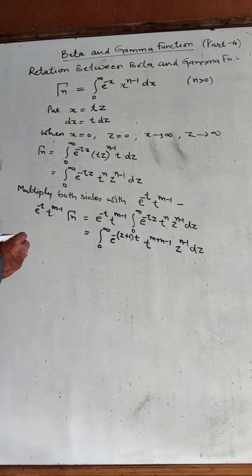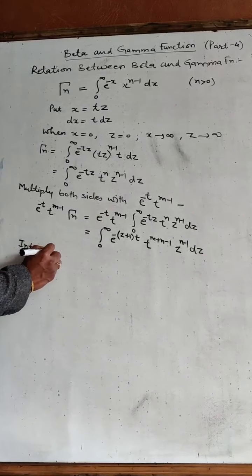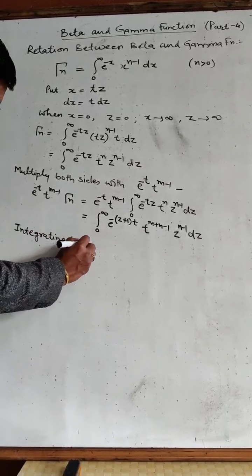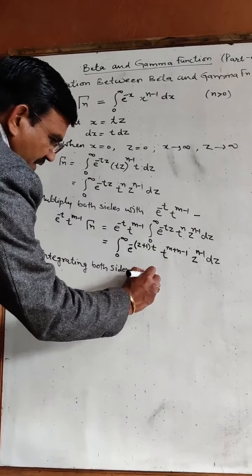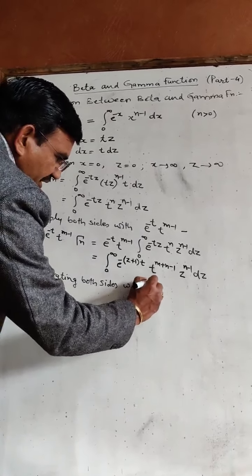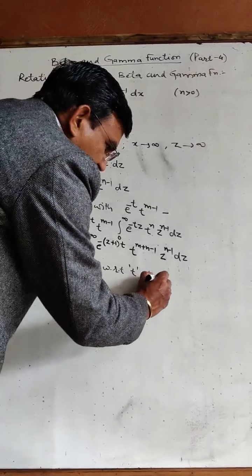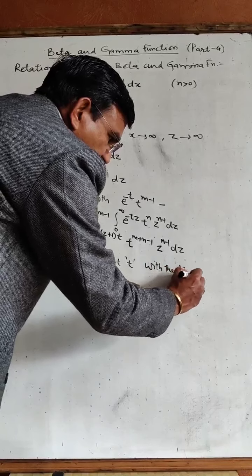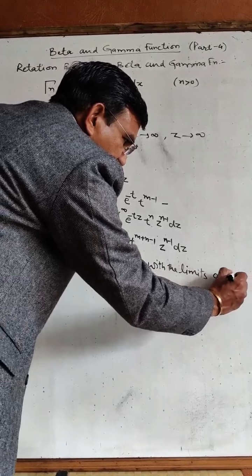Then, next step, integrating both sides with respect to variable t with the limits 0 to infinity.